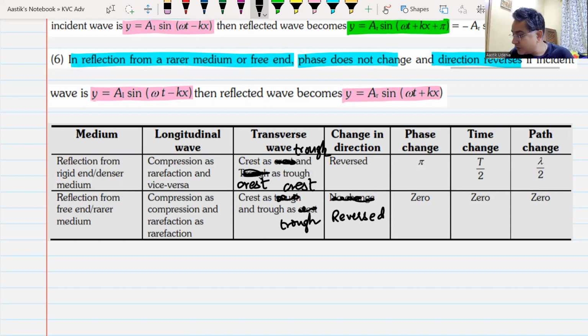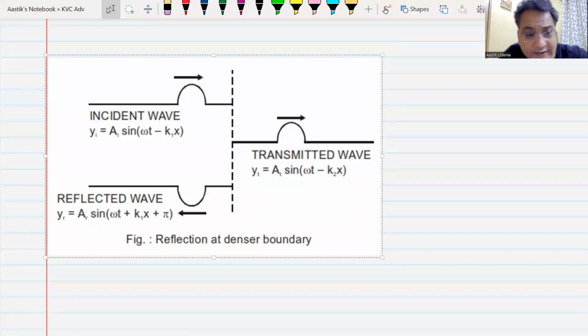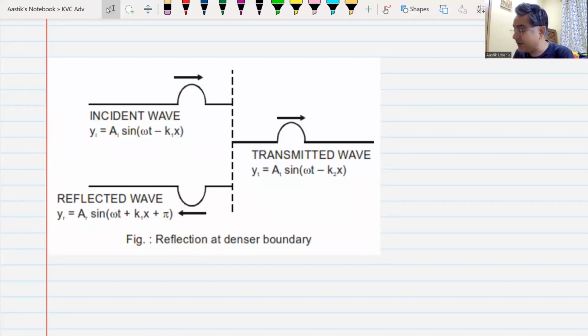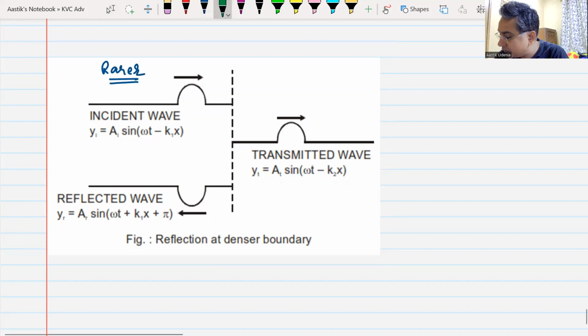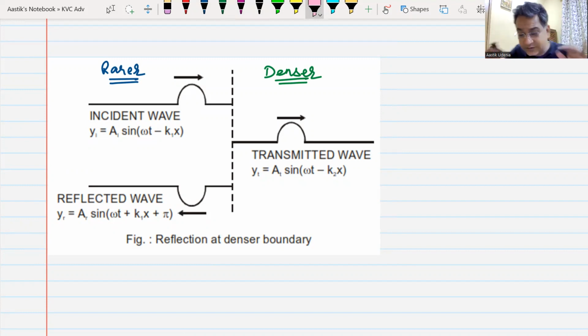Now this is the snapshot of a wave which is getting reflected as well as refracted from a denser medium. So the medium on the left hand side is a rarer medium, and the medium on the right hand side is a denser medium. So it is getting partly reflected and partly refracted. What we have to see is that, and listen to this very carefully, do not make any mistake.